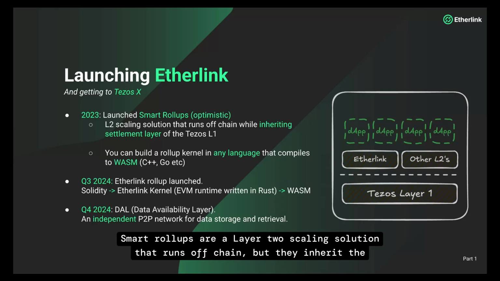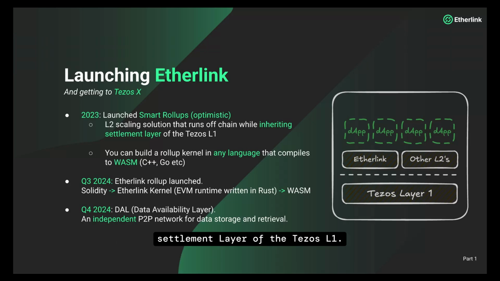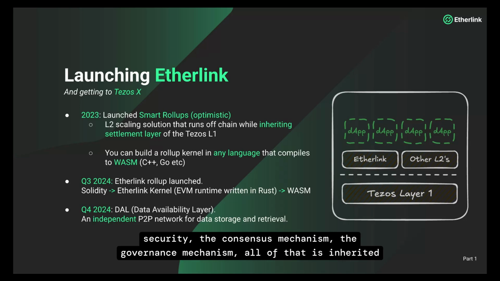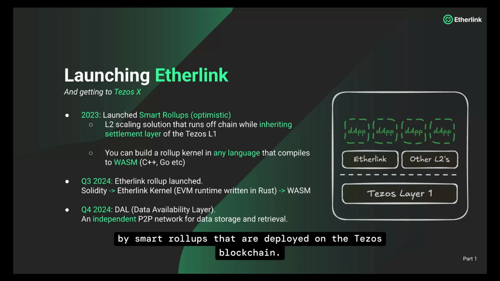Now, what are smart rollups? Smart rollups are a layer 2 scaling solution that runs off-chain, but they inherit the settlement layer of the Tezos L1. So all of the benefits that Tezos L1 users enjoy today, security, the consensus mechanism, the governance mechanism, all of that is inherited by smart rollups that are deployed on the Tezos blockchain.